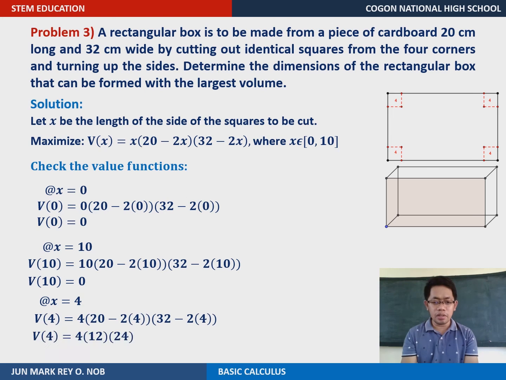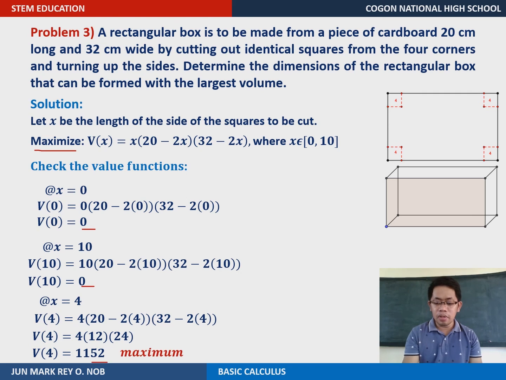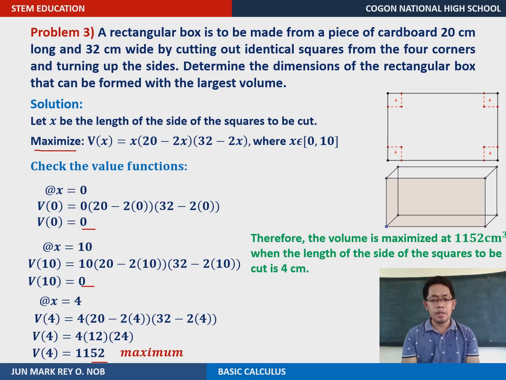What's the value of the function? Of course, the volume attains its value at 1152 cubic centimeters. And obviously, since our goal is to maximize the volume, these values simply tell us that the maximum value is 1152. So therefore, the volume is maximized when the dimension of the sides of the squares to be cut along the four corners is 4. So basically 4 by 4.